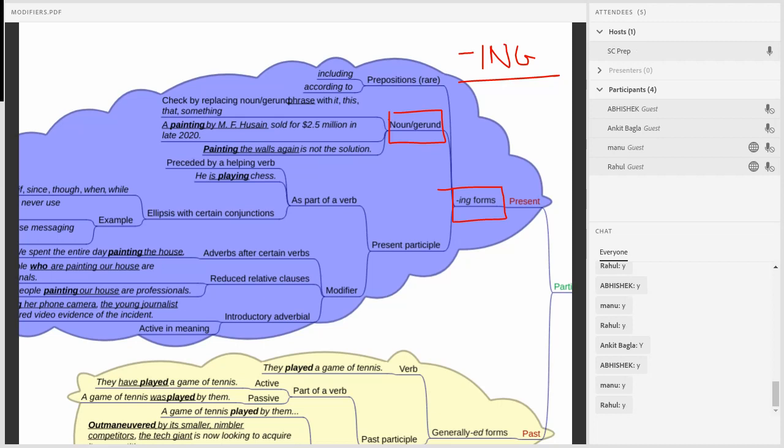Now, if you look at the second one, "Painting the walls again." Painting the walls again is a gerund. It's not really a noun. It's an ing that is acting as a noun. So again, what is a gerund? It's an ing that acts as a noun but implies an action. So "Painting the walls again is not the solution." Actually, let me ask you guys, what is the subject of that sentence, the painting the walls sentence?